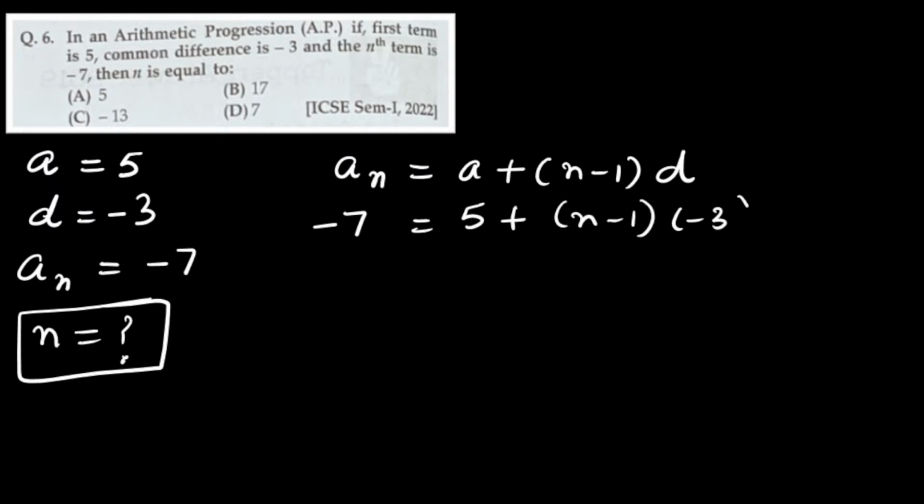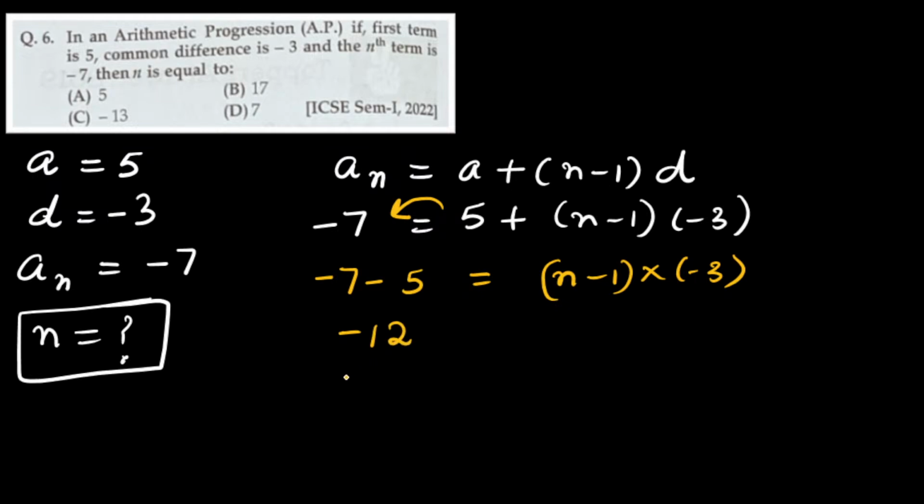D is minus 3. So in this question, first of all, always shift a to the other side. Don't do any multiplication. Shift a to the other side. If I shift a to the other side, this is plus 5, and when we shift it, it will become minus 5. Now this is n minus 1 into minus 3, so minus minus plus. Minus 7 minus 5 is minus 12.